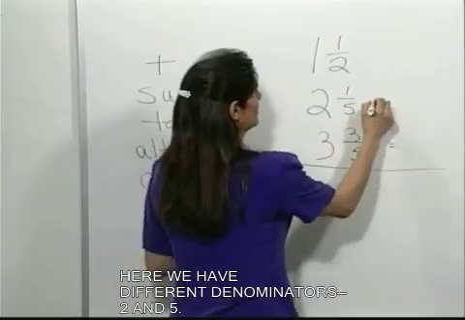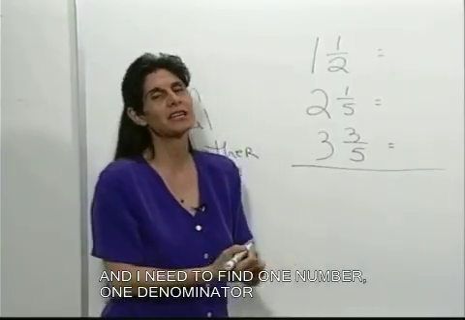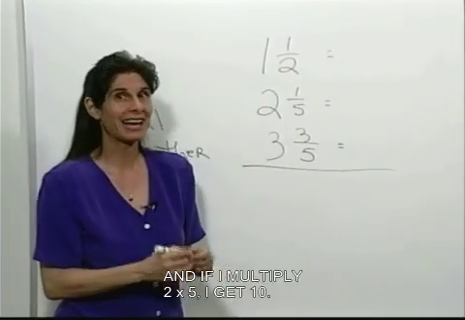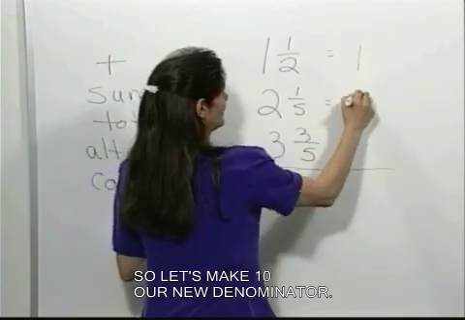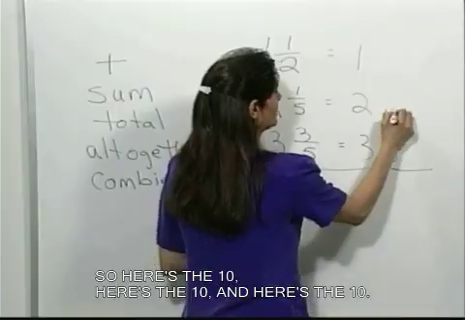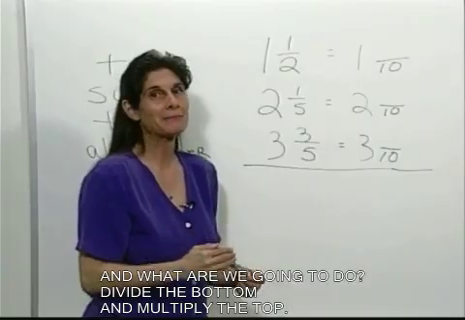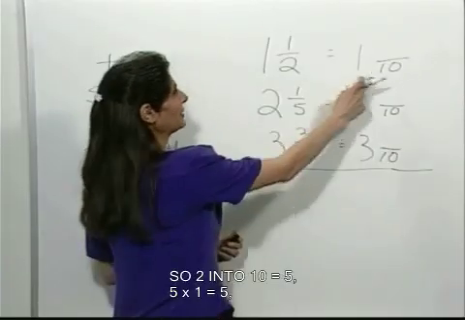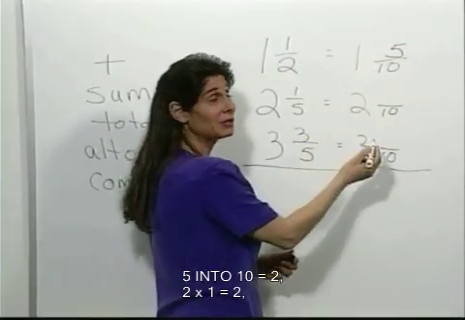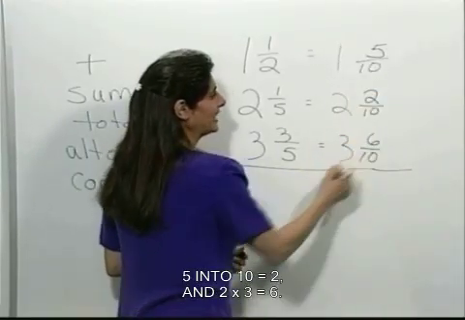So let's add them up, and you know how to add fractions. Here we have different denominators, 2 and 5, and I need to find one denominator that both 2 and 5 will go into. If I multiply 2 times 5, I get 10. So let's make 10 our new denominator. And what are we going to do? Divide the bottom and multiply the top. So 2 into 10 is 5, 5 times 1 is 5. 5 into 10 is 2, 2 times 1 is 2. 5 into 10 is 2, and 2 times 3 is 6.